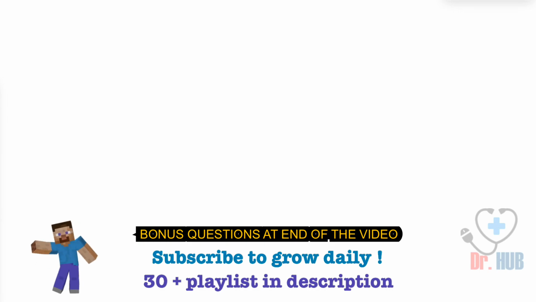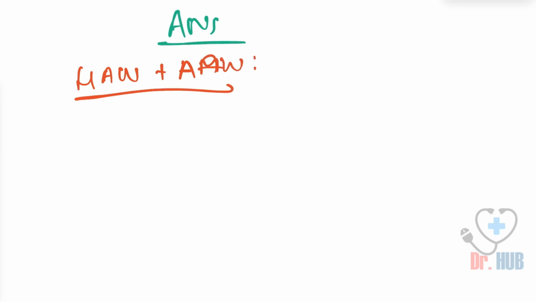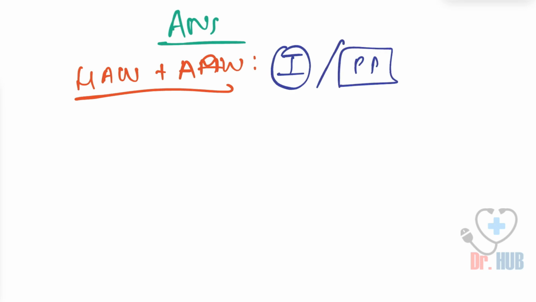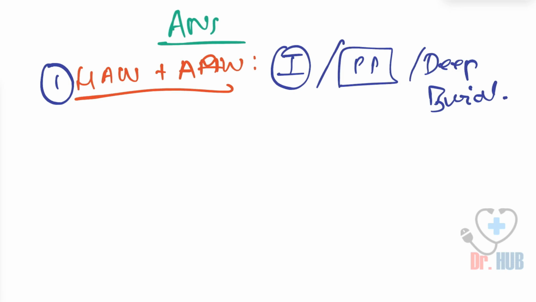So that was about biomedical waste management. Now we'll be answering our questions. The first question we asked was about the human anatomical waste and the animal anatomical waste. So how are they disposed? The disposal is by incineration as well as plasma pyrolysis, and also by deep burial. This was our first question.